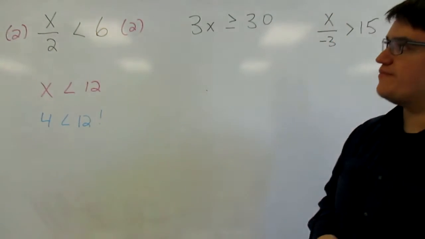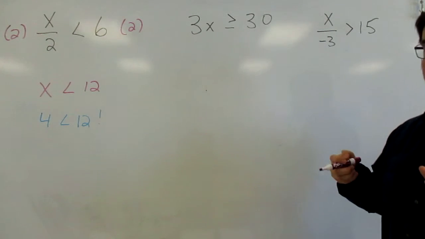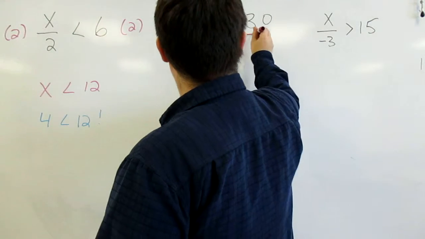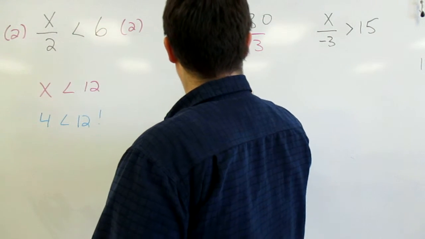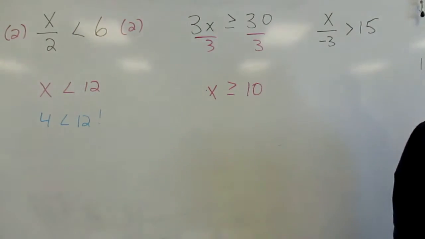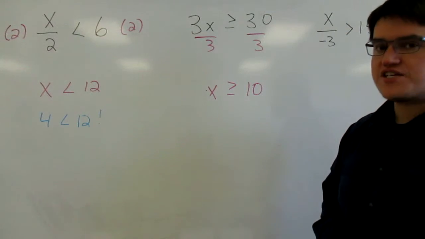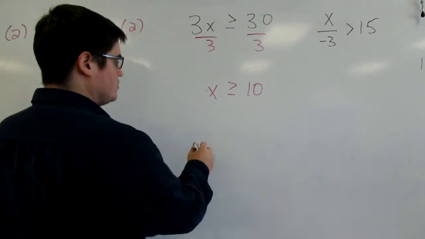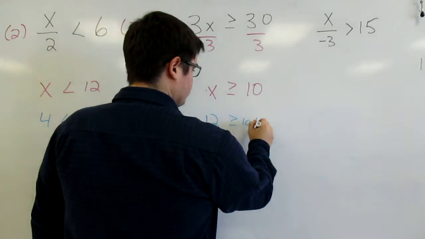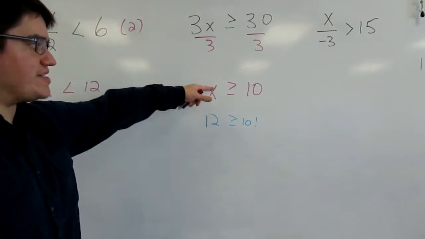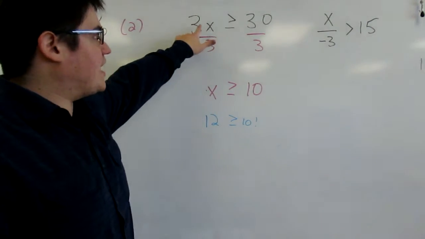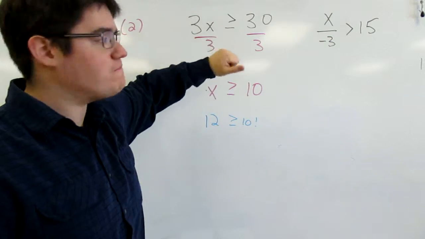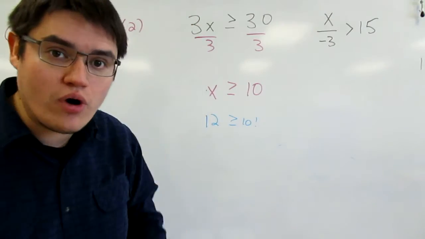Now let's get to this one. Again, if this were an equality, we would divide by 3. So let's see what happens. Divide each side by 3. So x is greater than or equal to 10. Let's pick an x value that we know makes this true. I know 12 is greater than 10, so that makes that true. 3 times 12 is 36. Is 36 greater than 30? Yeah, so that makes that true. So it looks like that works too.